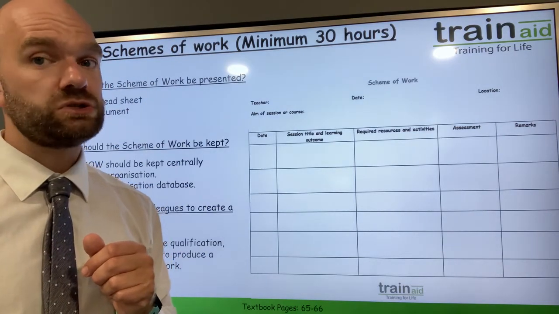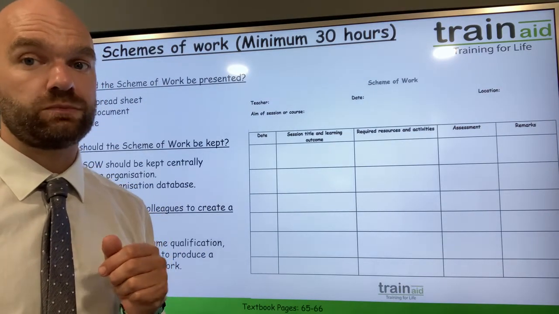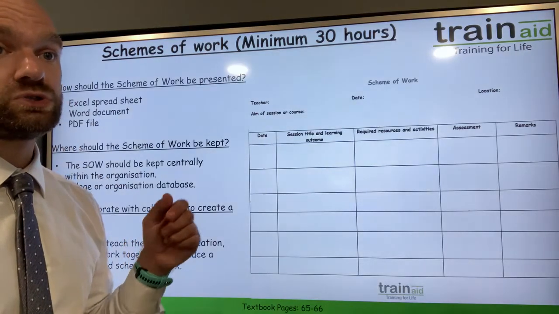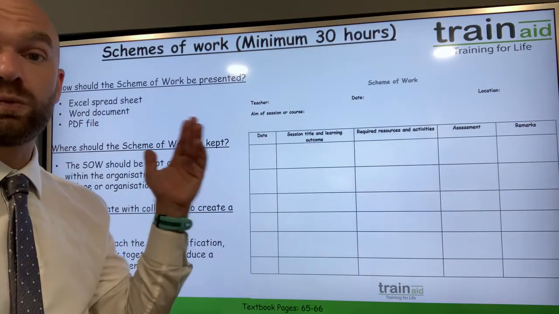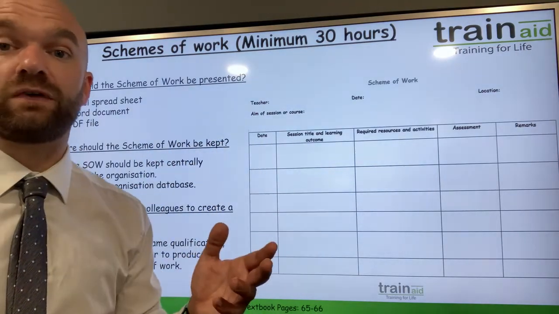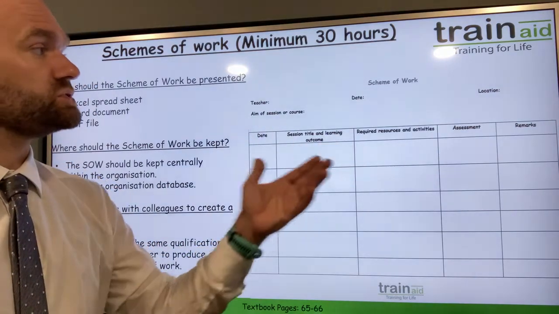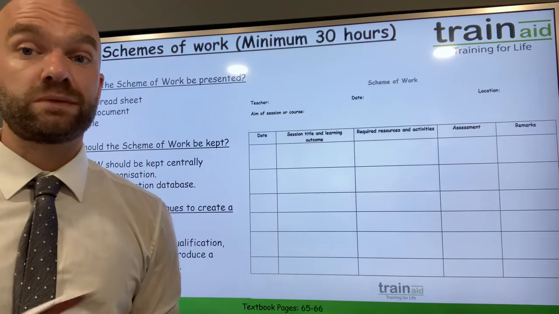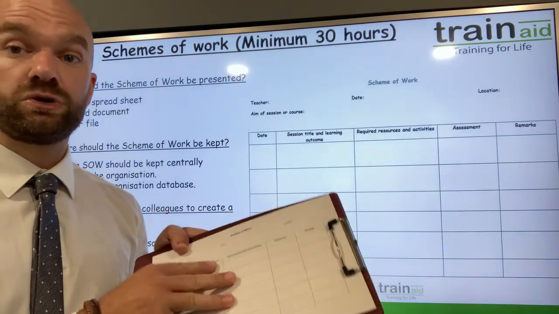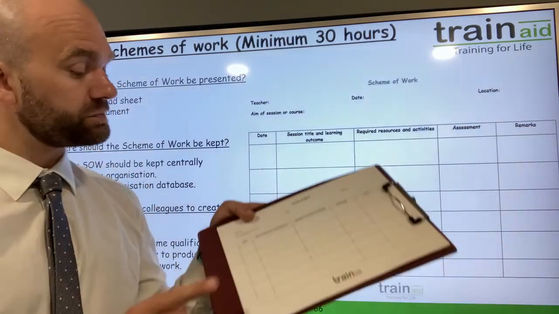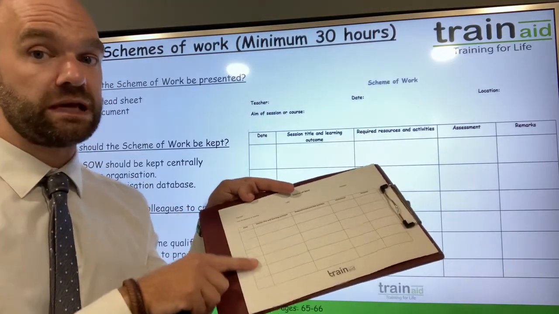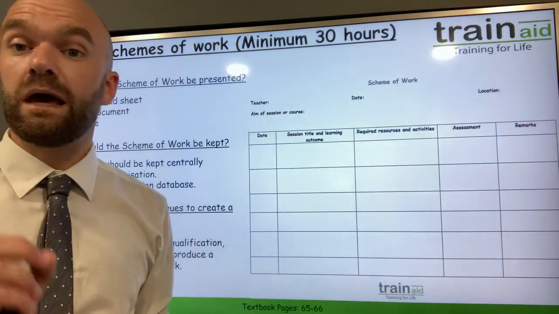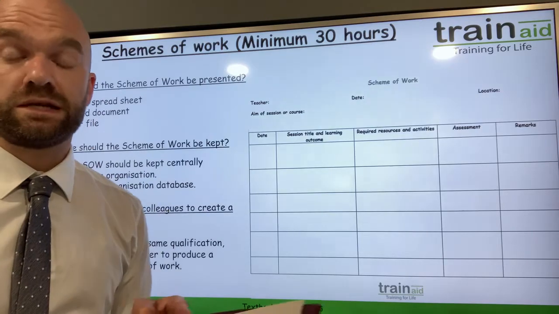Just in regards to your level 4 teaching portfolio, you can of course use an Excel spreadsheet, a Word document, or even a PDF file to perhaps create and present your own scheme of work. A scheme of work can be perhaps as little as 1 to 2 pages of information, but it's very important to put the dates on there so we can see a minimum of 30 teaching hours.